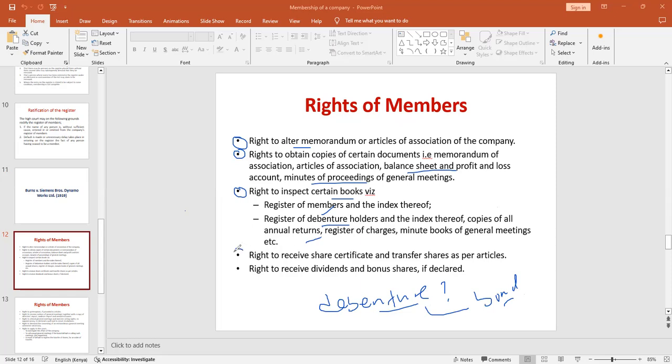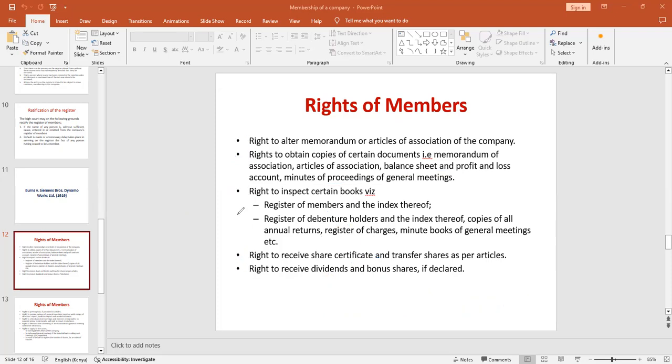You have a right to receive a share certificate, that is, if you became a member through shares, okay? Through acquisition of shares. You also have a right to receive dividends. But remember, you only get dividends if the company makes profit. If the company doesn't make profit, there are no dividends.